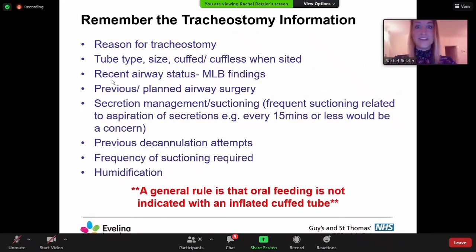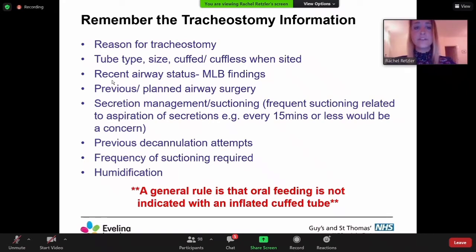Remember the tracheostomy information when you're working with your trachea kids. The reason for the tracheostomy is really important. Why is that trachea there in the first place? Once you get that information and you're with the child, understanding their current trachea, what's their tube size, the make, if it's cuffed or cuffless, and have they had a recent MLB or assessment of their airway? Have they had previous or planned airway surgeries? How is their secretion management? Are they having frequent suctioning? If so, maybe why? Have they had previous decannulation attempts? And how's their humidification set up?